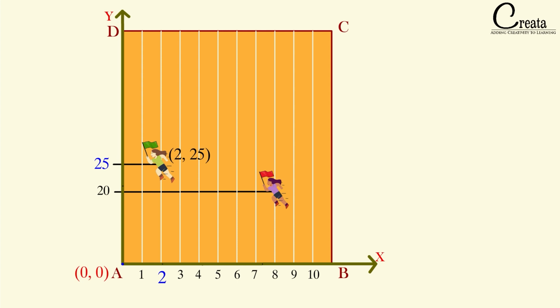Similarly, we can say the x coordinate of Preet is 8 units and the y coordinate of Preet is 20 units. So the coordinate of the flag posted by Preet is (8, 20). 8 is the x coordinate and 20 is the y coordinate. So we got the two coordinates. Let's name the coordinate of Niharika as N and the coordinate of Preet as P.